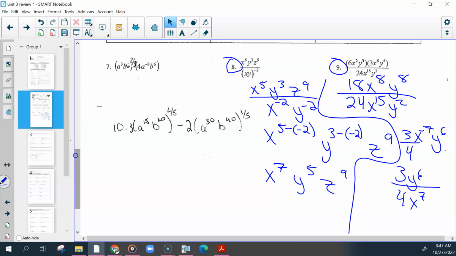Other review questions that we want to go over, Jaden? Number 11. Anyone still writing this? On the next page.